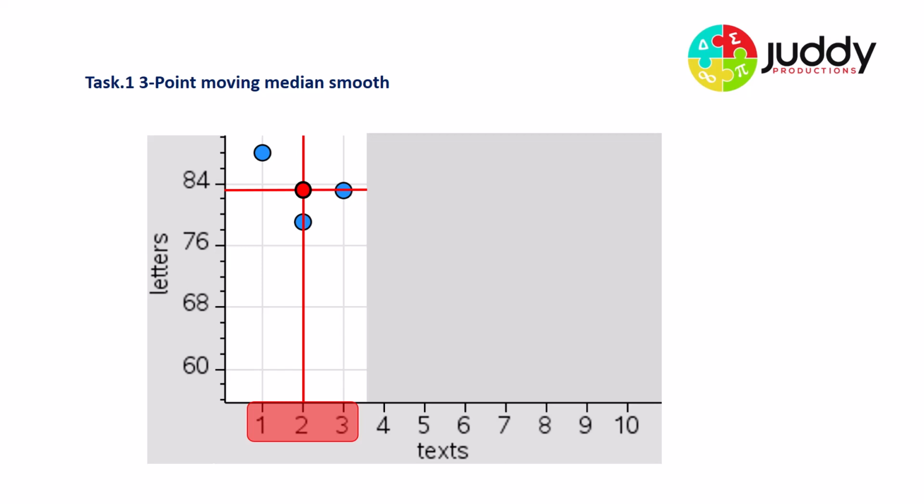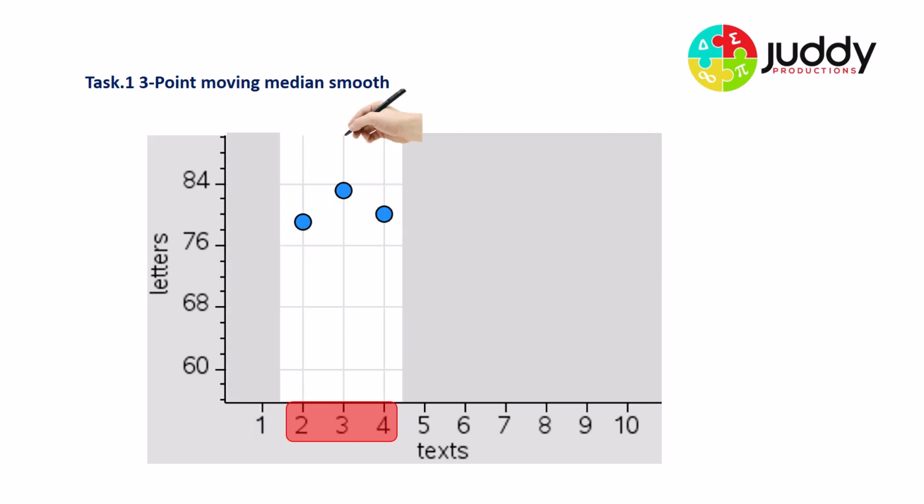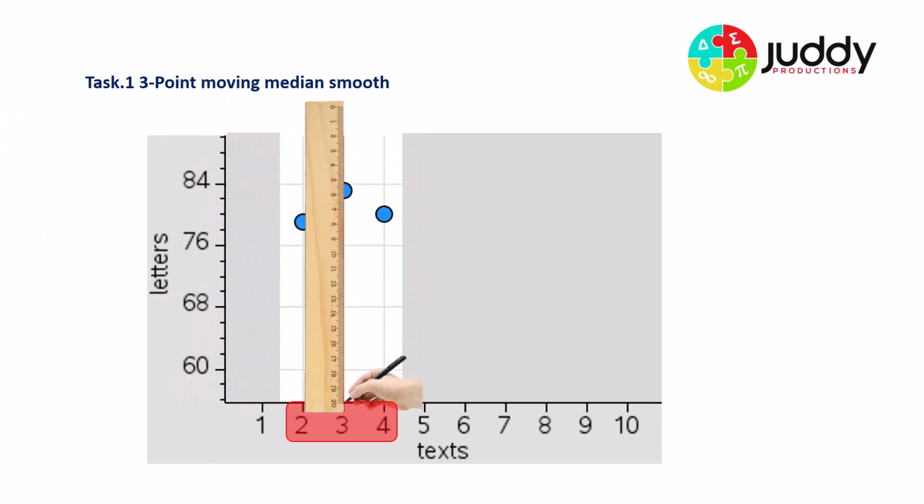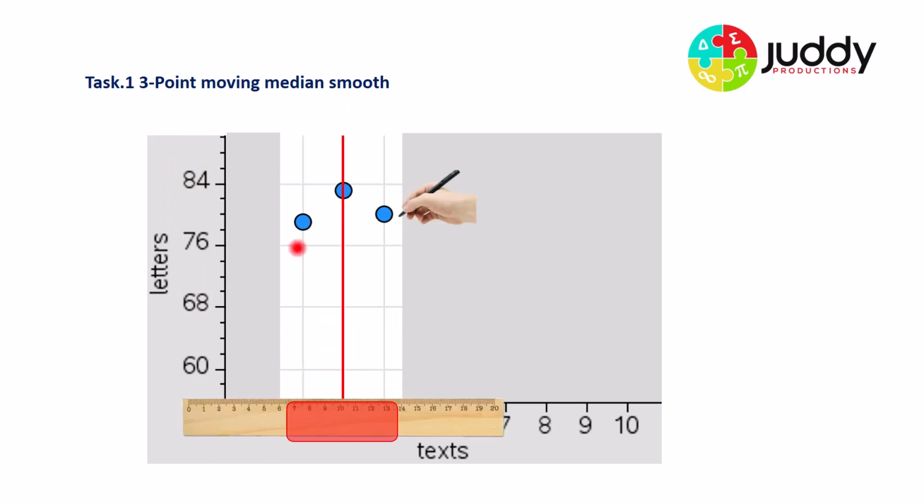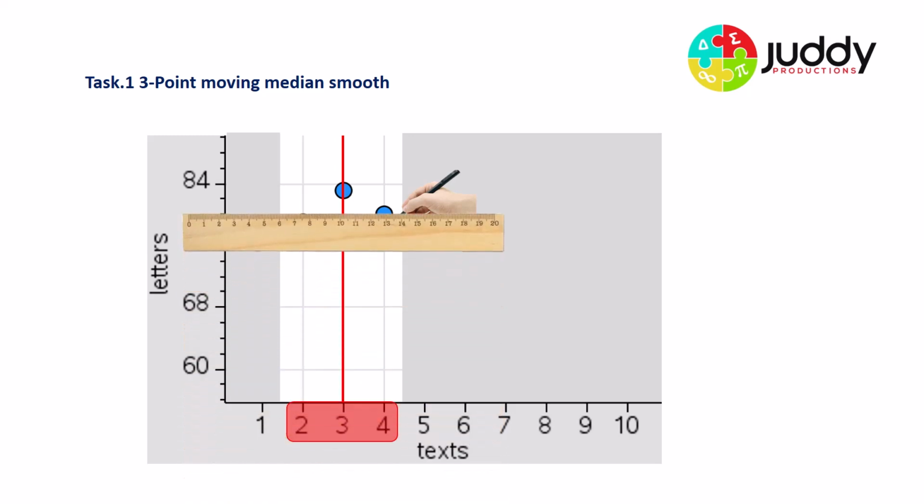Let's move across now from text 1, 2, 3, grouping in threes, to text 2, 3, 4. Yet again, the median along the x-axis is number 3, it's the middle point. So when analysing this in the vertical direction, this first point is the lowest. This point is the middle, and this point is the highest value. So again, the median is the middle point in increasing order. So we get our ruler, go to the second point, which is the middle of 3, and there's our 3-point median smooth for the data points from text 2, 3, and 4.